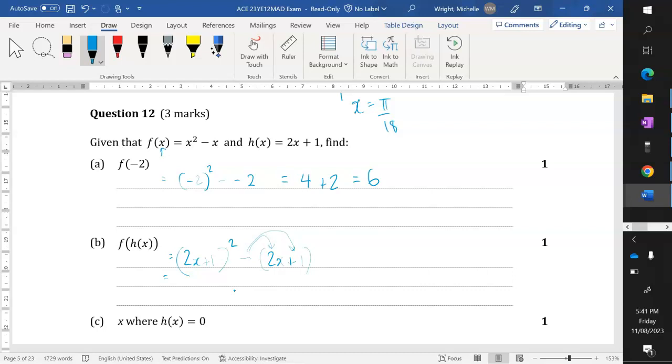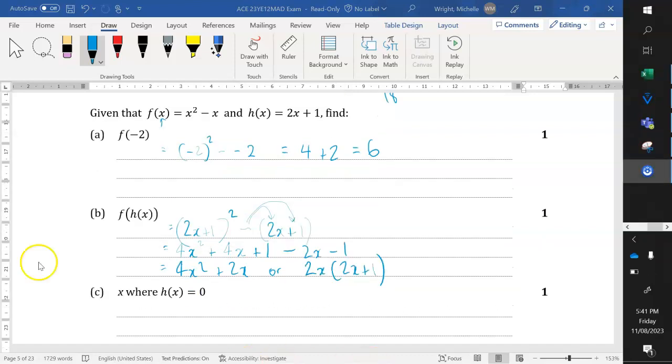Let's open up this first bracket. So square the first term, 2 times the first times the second, square the last term, and then apply that minus to the second bracket. So we end up with minus 2x minus 1, and now we neaten that up. We're going to have 4x squared, we're going to have plus 2x, and the 1s are going to cancel each other out. So you could have left it like this, or even better, taken out a 2x, and you would have had 2x plus 1.